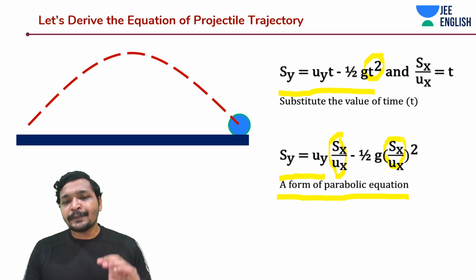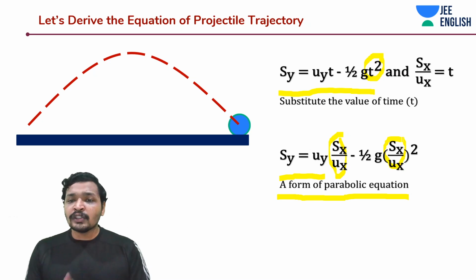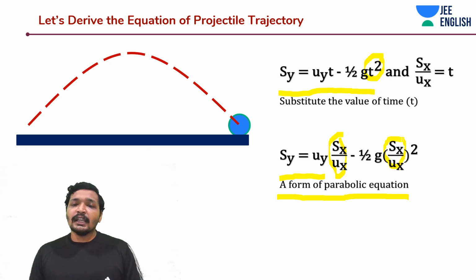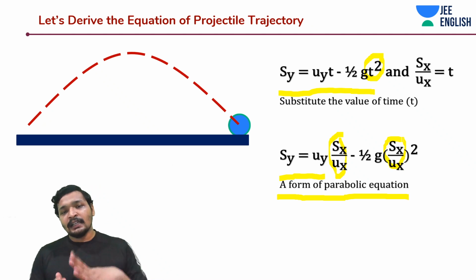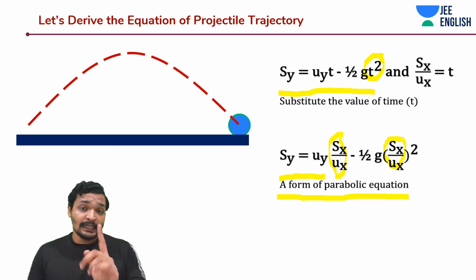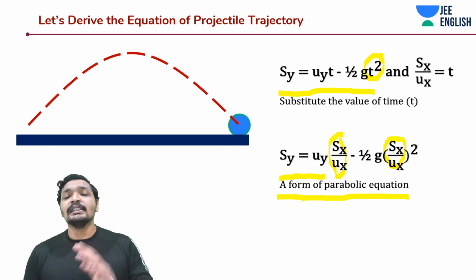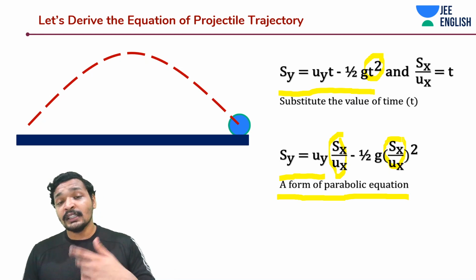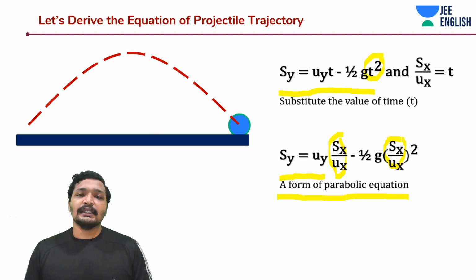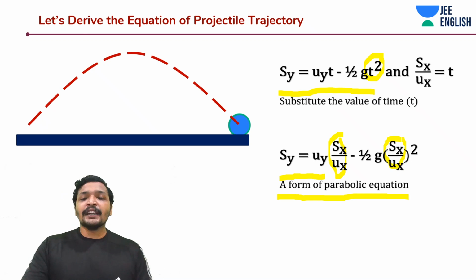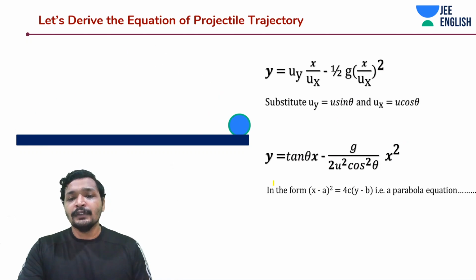Now we'll do one thing. We'll substitute sy is equal to y and sx is equal to x, and also we will resolve the velocity components. We'll say uy is equal to u sin theta, assuming that the angle of projection theta was with the x-axis, not with the y-axis. The angle of launch was along the x-axis. Using that theta we are going to resolve along the y-axis and x-axis. Along the y-axis it is going to be u sin theta, and along the x-axis it is going to be u cos theta. Once we do that, you will get it in the form of this equation.